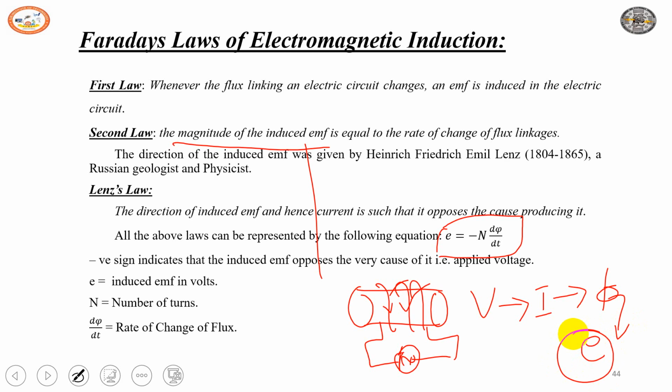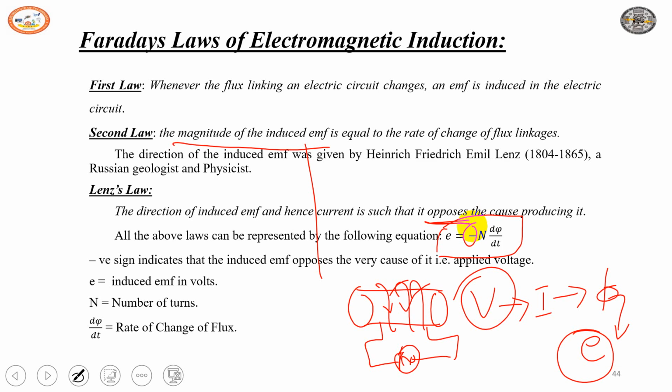This induced EMF will be in a direction such that it opposes the cause producing it. The cause for producing this EMF is this voltage. So we can write it is opposing; the word opposes here indicates the negative sign. It opposes the supply voltage. E indicates the EMF induced in volts, where N is the number of turns.